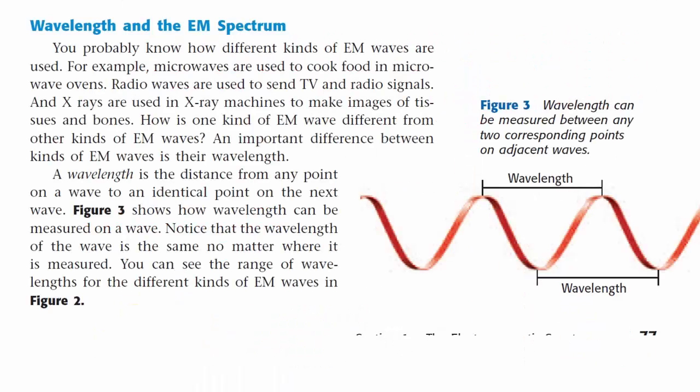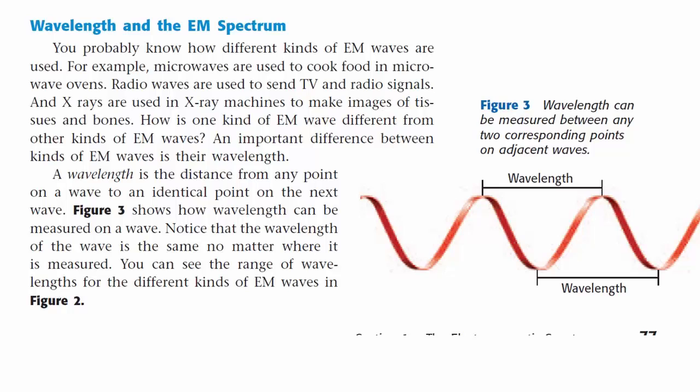Wavelength and the EM spectrum. You probably know how different kinds of EM waves are used. For example, microwaves are used to cook food in microwave ovens. Radio waves are used to send TV and radio signals. And X-rays are used in X-ray machines to make images of tissues and bones.